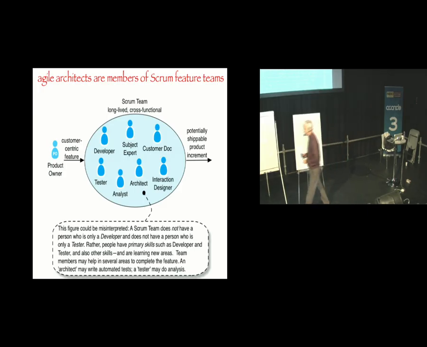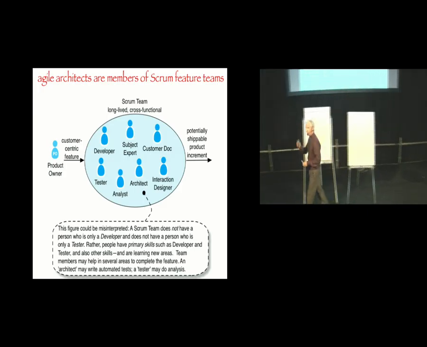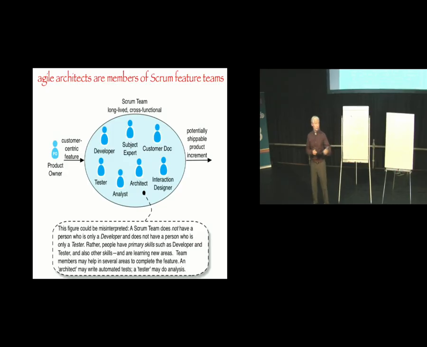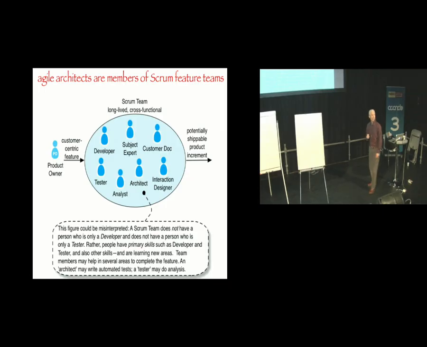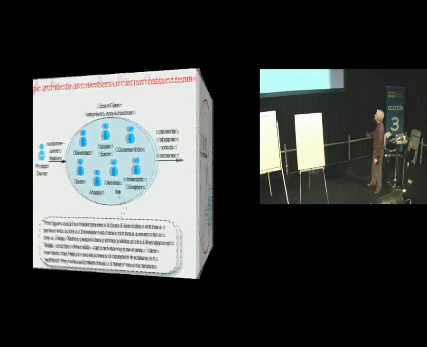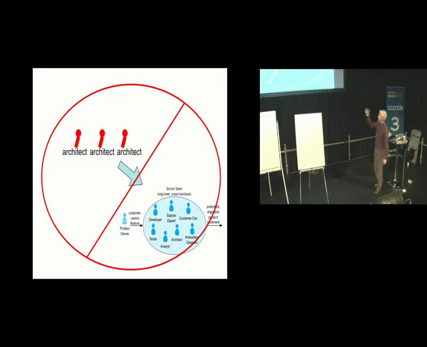Or the interaction design team. They'll say, well, yeah, Scrum's for cross-functional teams, but not for us, or the database group or the architecture group. You'll get these excuses. But real Agile architects are hands-on members developing features on real Scrum teams. So, not that.